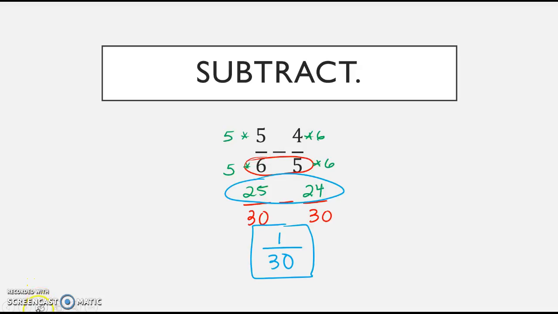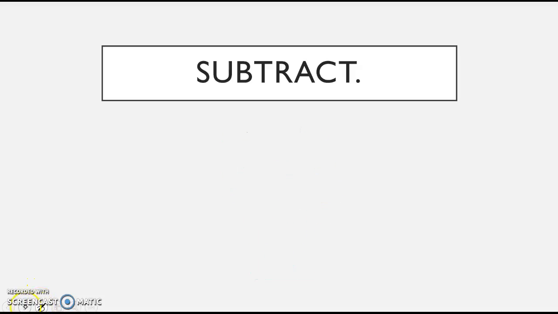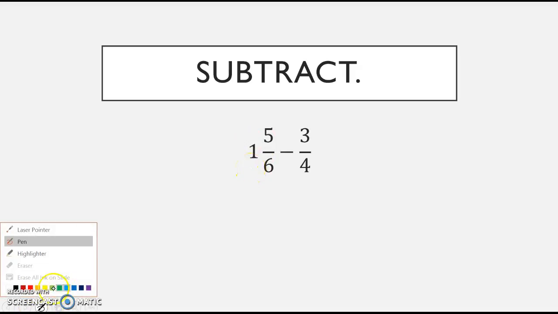Our last subtraction problem is going to have a mixed number in here. Now, with addition, we were lucky, and we get to ignore our whole numbers until the very end when we're actually doing our addition. Subtraction is a bit different. We need to make sure that we use that whole number while we are subtracting. So what we're going to do is we're actually going to change this mixed number into an improper fraction.